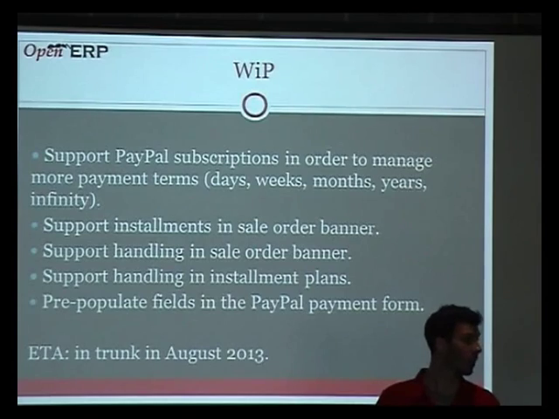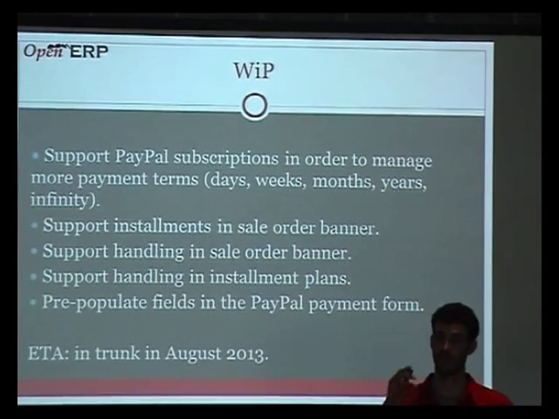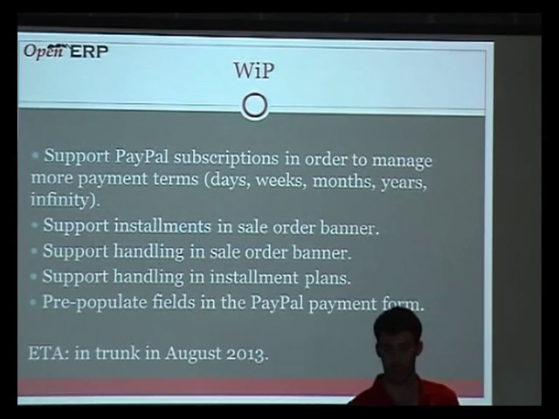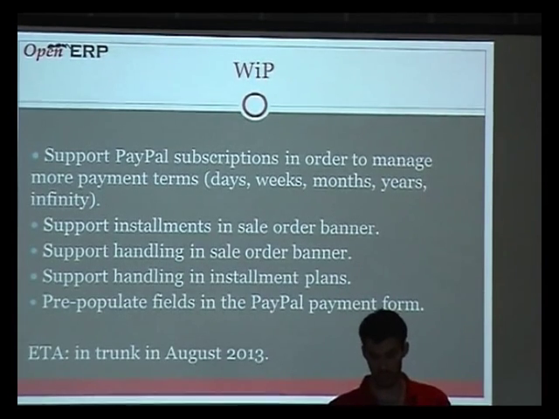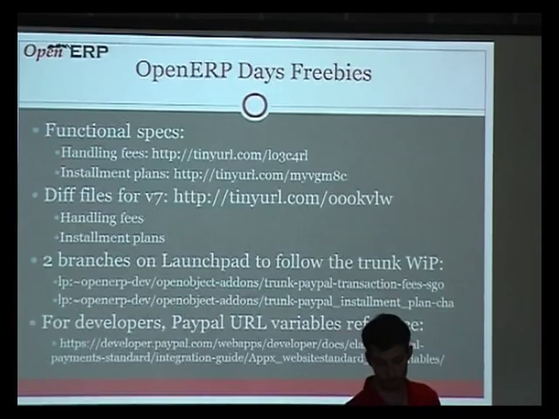So we can also have any PayPal form that the customer would have clicked on pre-populated with all the information of their company from within OpenERP. You can also do that, so the customer doesn't even have to fill it in. Everything OpenERP knows will be already pre-populated. Estimated time of arrival in trunk is August 2013, approximately.